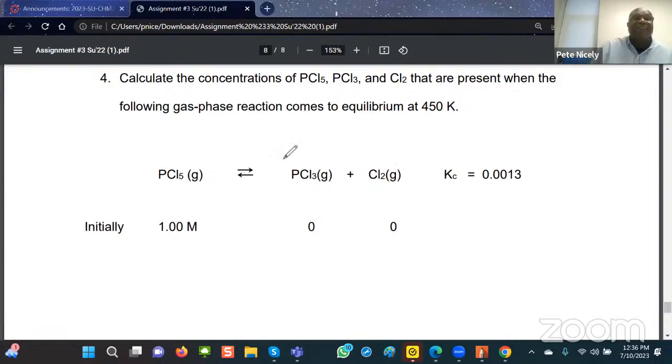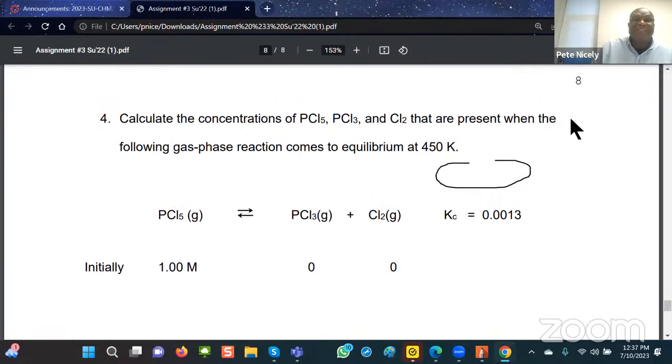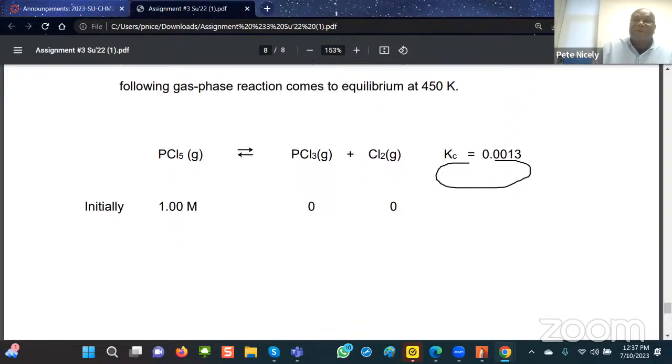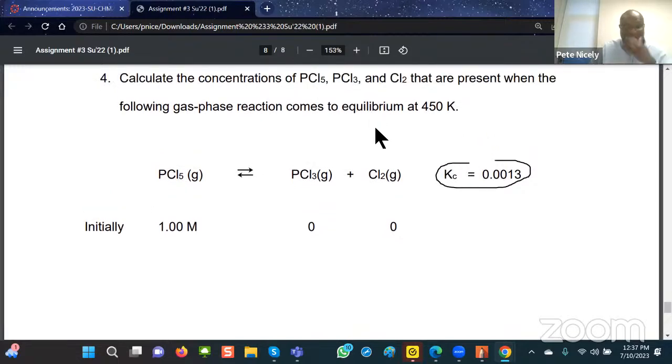Okay, so they gave you the initial amounts, right? They gave you the Kc value, okay? And the question is asking for the concentrations of PCl5, PCl3, and Cl2. So let me give you a start here. What the question is asking for are the equilibrium concentrations, right? They gave you the initial concentration. And if you remember, I talked about using what we call the ICE table. So remember, the ICE table stands for initial, change, and equilibrium.